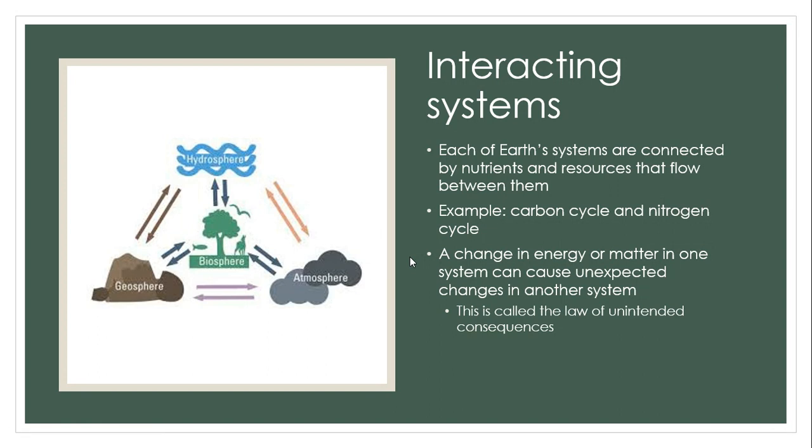Our bottom line here is that a change in energy or matter in one system can cause unexpected changes in another system. This is called the law of unintended consequences. So if humans are burning fossil fuels, we know that we're taking the oil and natural gas from the ground and we're changing that directly. The unintended consequence is poor air quality, killing off biodiversity, ocean acidification, all these different things because these systems are linked.